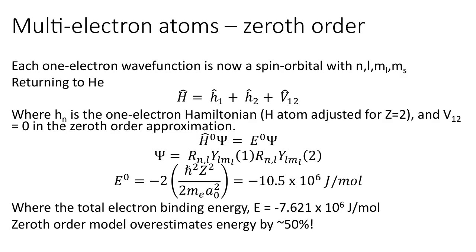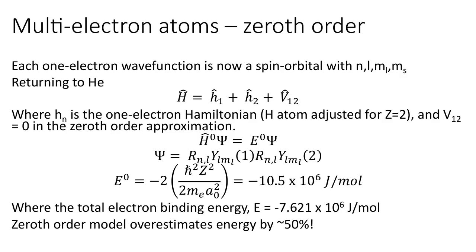And we end up with a binding energy of minus 10.5 times 10 to the 6 joules per mole. Now, if we look at the experimental binding energy, it's minus 7.6 times 10 to the 6 joules per mole. So we're basically getting this: the model is overestimating the energy by about 50%. So we're wrong, okay? Which we knew we would be because this is the easiest, but also the most incorrect.